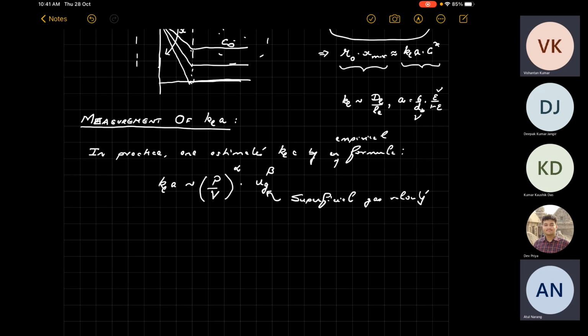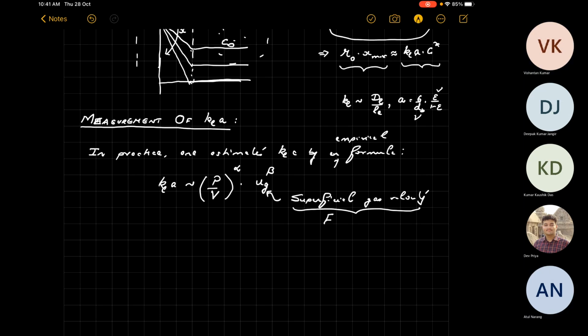Yeah, please. We haven't heard of this quantity verbatim. Maybe we have heard of it in some different sense. It is just Fg divided by the cross-sectional area of the tank.